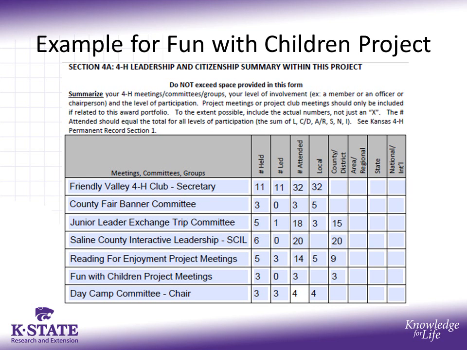Section 4A should look a little something like this. You'll notice that the number attended column is the sum of the number impacted at the local, county, district, and state level. Be sure to indicate how many people were in the group, committee, or meeting underneath the columns titled local, county, district, and state, and then add those up to a total number attended. Now let's move on to Section 4B.